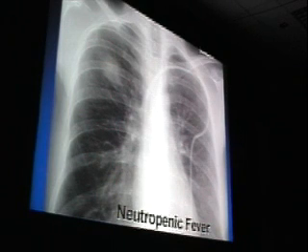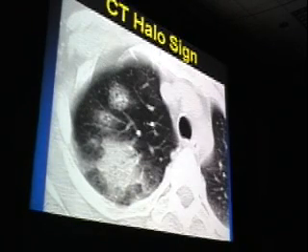A couple other infections that you should be aware of. Here's a patient with a neutropenic fever. They were neutropenic after chemotherapy for a couple weeks. They developed these rounded areas of opacity, as you can tell. Thin section CT may demonstrate a central area of high attenuation with peripheral ground glass: the CT halo sign. Reverse halo sign is seen with organized pneumonia.